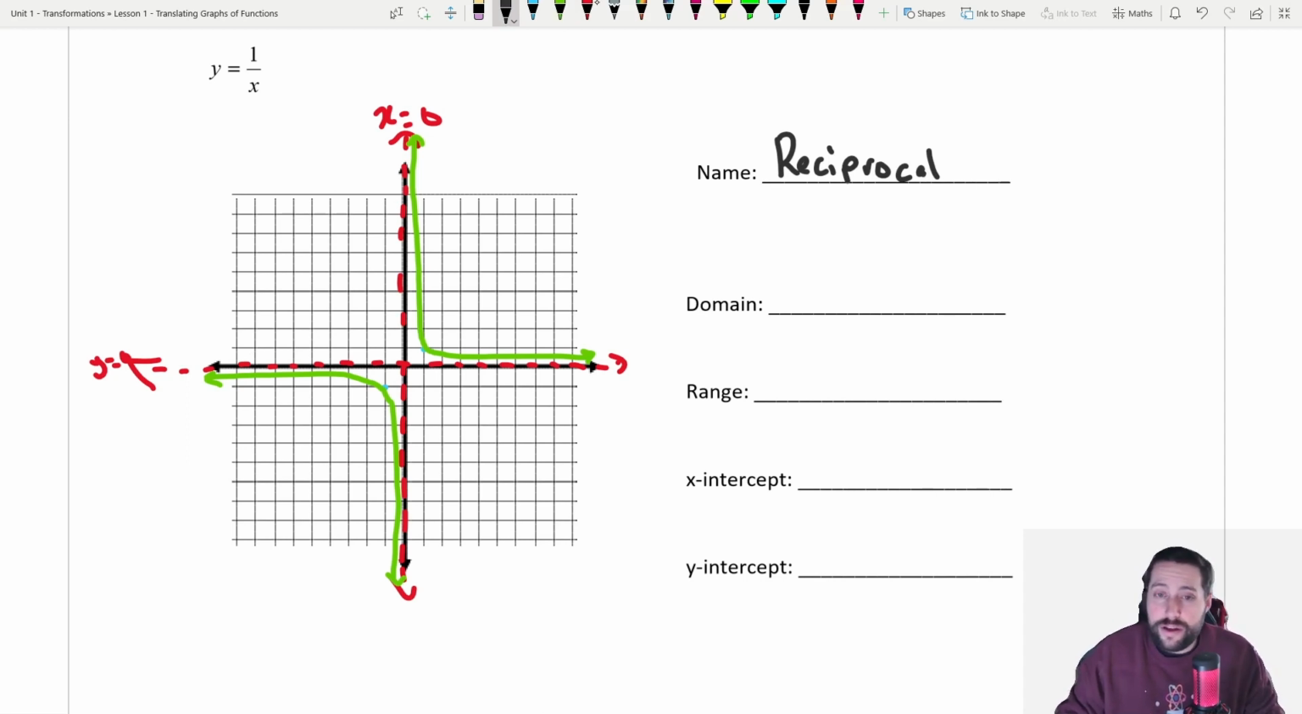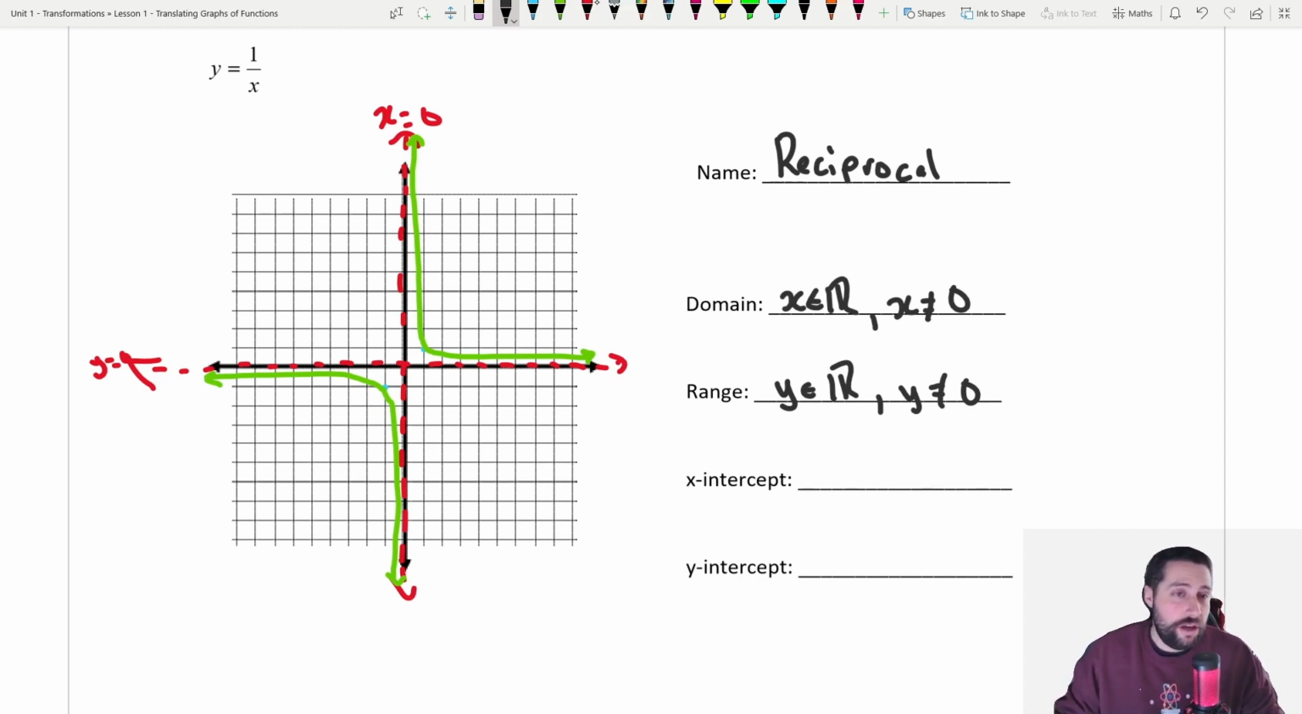Its domain is everything. So x is an element of the reals, except x cannot be 0. So x can be anything but 0. The range is very similar. y is an element of all real numbers, except y cannot be 0. So it'll never reach those asymptote points. As for our x-intercept and y-intercept, because the asymptotes are at x is equal to 0 and y is equal to 0, where it would cross both axes, we don't have any. So there are none.